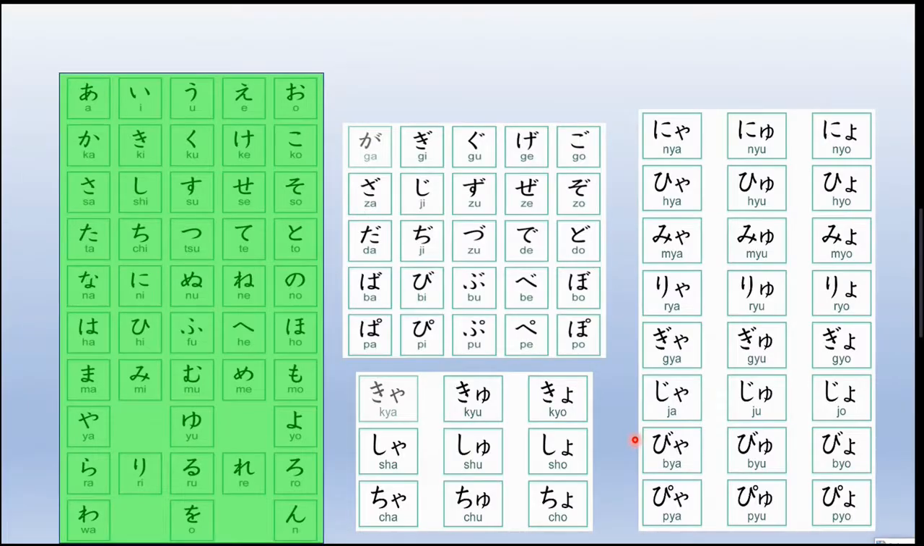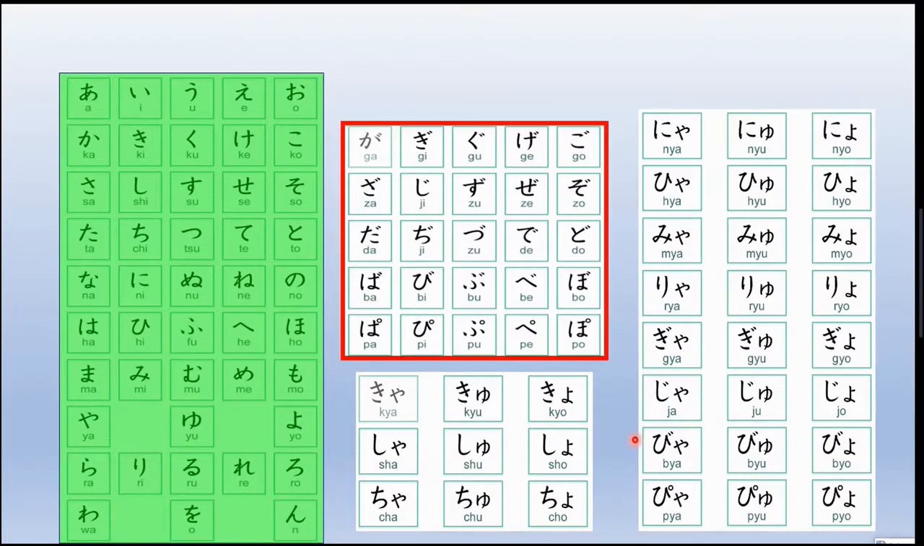So next we move on to the second section of hiragana alphabets, the dakuon and the handakuon. The green part on the left represents the gojuon, which we have completed till now. And the next part is the dakuon and the handakuon, which is shown in this red bounded section. These represent the sounds that are murky or semi-murky.